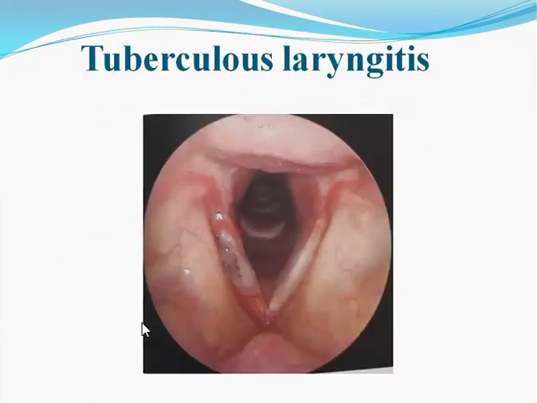This is tuberculous laryngitis where you are seeing involvement of the vocal cords. You are seeing here the tuberculosis. This is a unilateral involvement, and you are seeing here all the congestion of the arytenoids and so on.